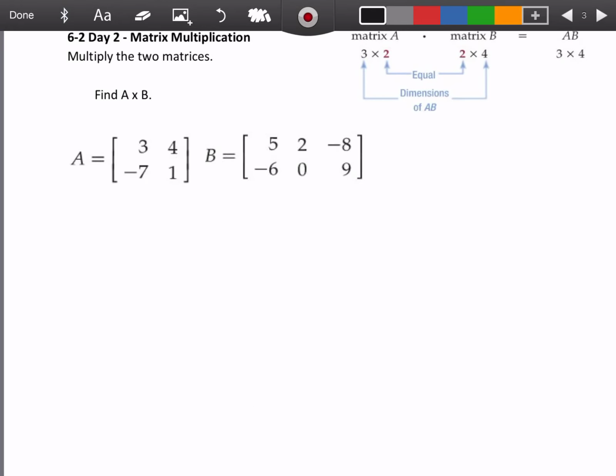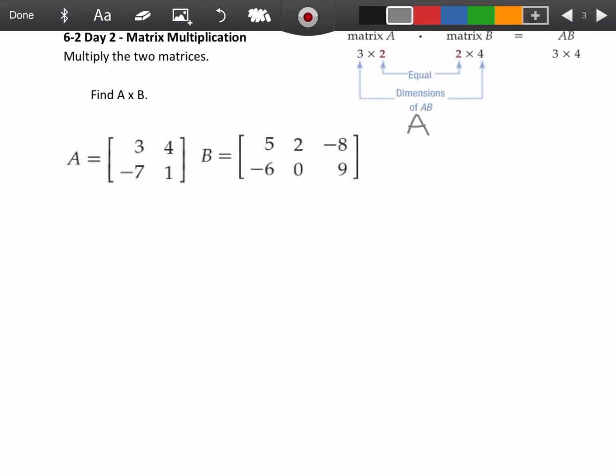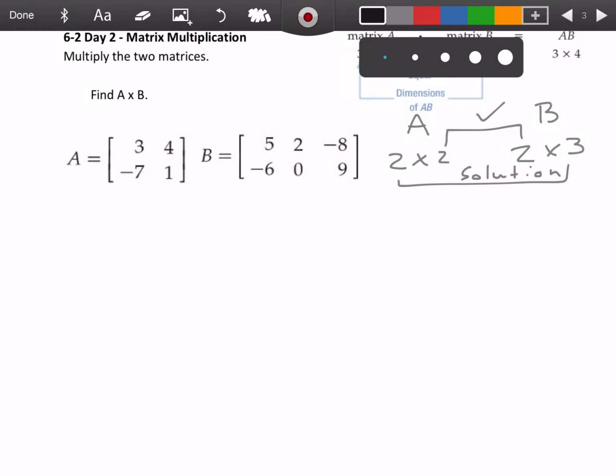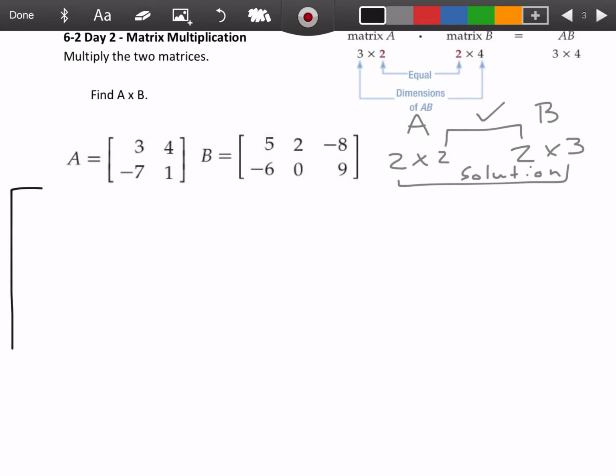Moving on to our next example, once again we have our first matrix is a 2 by 2. Our second matrix, our B matrix, would be a 2 by 3. So this means that we can multiply them, and this means our solution is going to be a 2 by 3. And so we want to make sure that we account for that for our space.